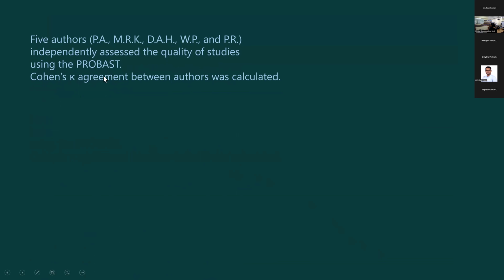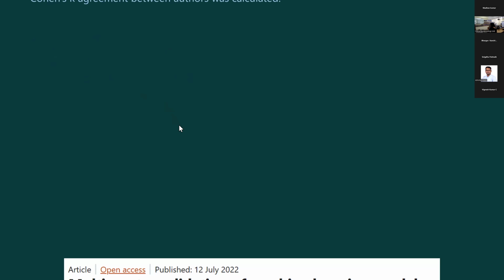And 5 independent authors did the risk of bias assessment using the PROBAST tool. What they have stated is that PROBAST-AI, which is a recent checklist, was not available at that time. And the risk of bias for the included studies was done based on the PROBAST tool. And Cohen's kappa agreement was calculated between the authors, and it was 0.7.